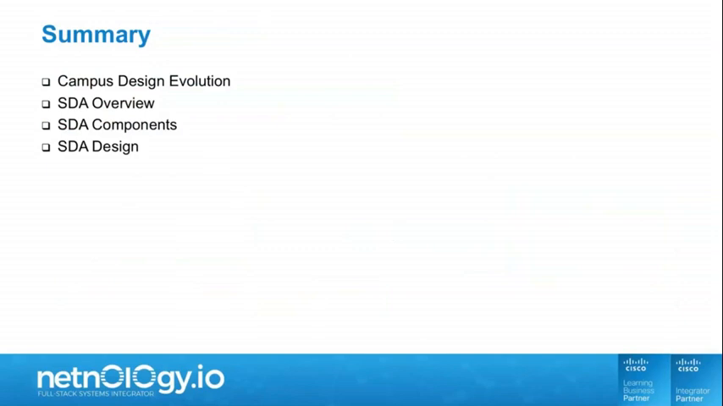Let's summarize what we discussed. We talked about the design evolution, how design evolved from layer 2 to layer 3 to technologies such as VSS, StackWise Virtual, to SDA fabric. We looked at SDA as a whole. What is SDA? What is DNA? How do they both function together? What is fabric?